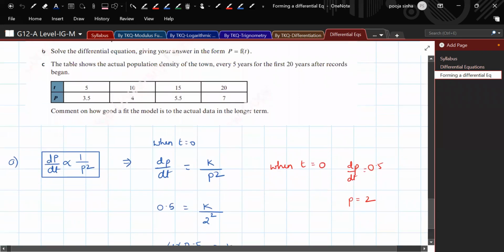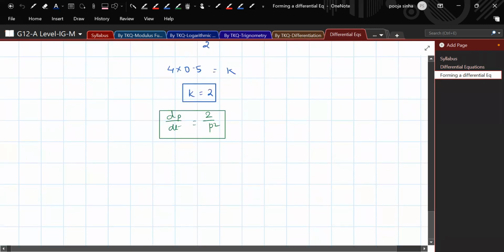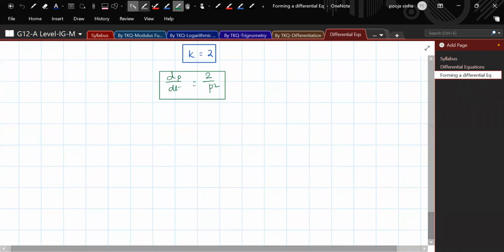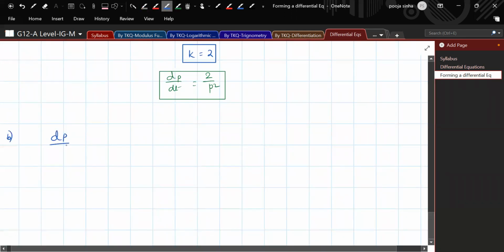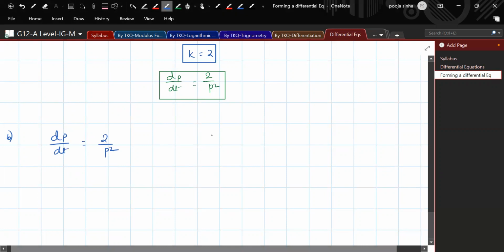Okay. Now let's come to the second part. The questions are very similar. Solve the equation giving your answer in the form p is equal to f of t. Now you have come to solving the question. So you will continue with this one. dp by dt is equal to 2 upon p square. What will we do? Separating the variables. So p square dp by dt is equal to 2, and then we integrate.